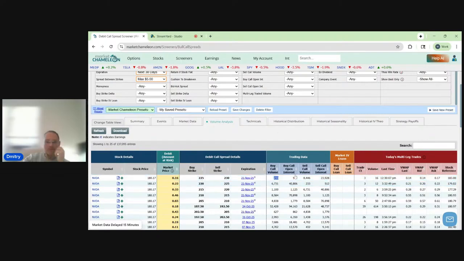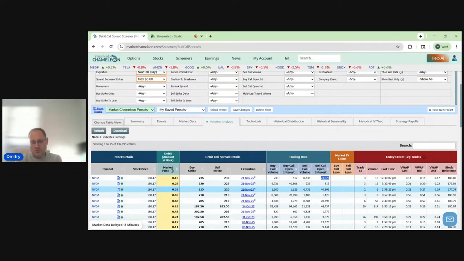So here's the buy strike. We see that there's 233 contracts traded on the 225 strike, and it has an open interest of 512. And the 230 strike has traded 8,446 contracts with a large open interest, 23,928. So there is some trading activity with open interest, and now we see that there's trader interest in both those options.